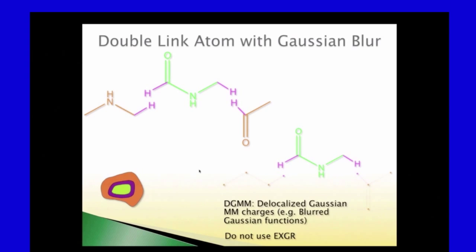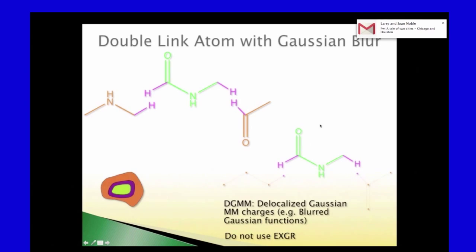And so with the double link atom, obviously, as I said before, you don't just cap the quantum region, you cap the MM region, right? But now this becomes a little bit more complicated in terms of how you deal with the electrostatics and what to throw out in which direction, right? So the way that Bernie Brooks and coworkers have chosen to handle this is by implementing these delocalized Gaussian MM charges, or these blurred Gaussian charges. And this essentially overrides the need to use this group electrostatic exclusion approach.